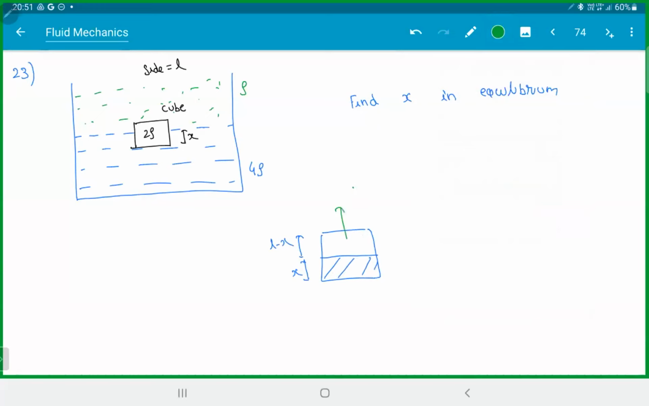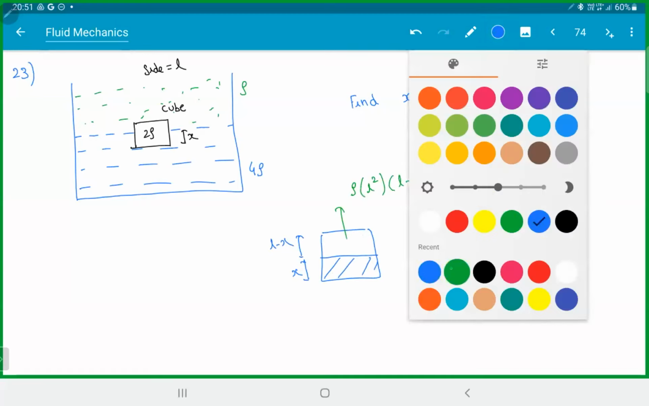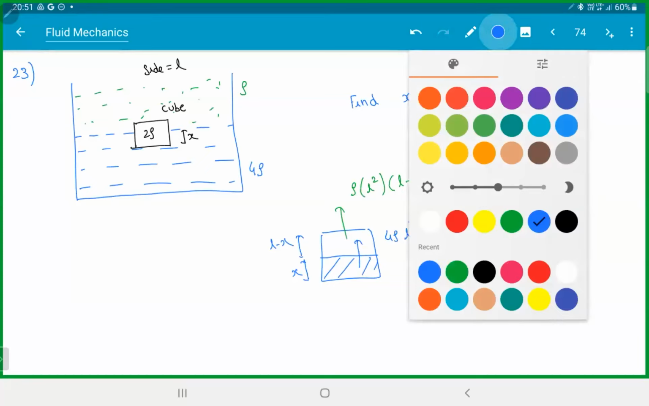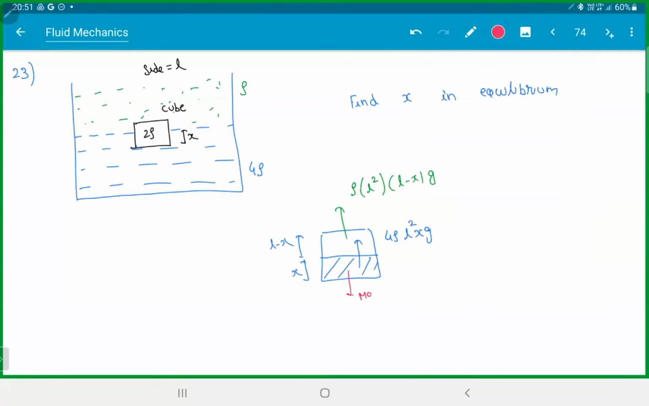The green liquid's buoyant force will be rho, area L square, the submerged part L minus X, into g. The blue liquid's buoyant force will be 4 rho, remember, weight of the displaced liquid, L square X into g. And your own weight mg, which is 2 rho L cube into g. Done? Balance them. Rho L square (L minus X) g plus 4 rho L square X g is equal to 2 rho L cube g.